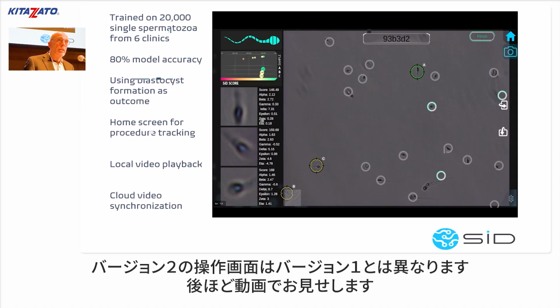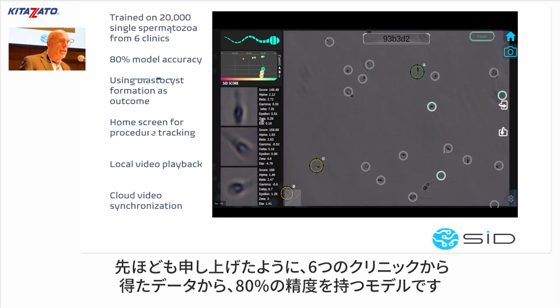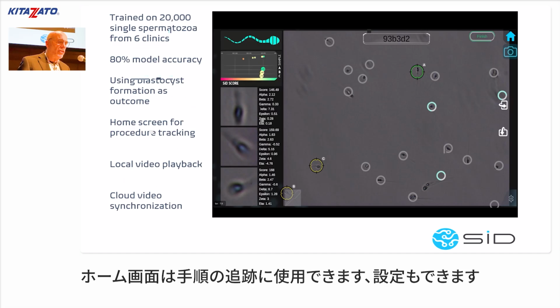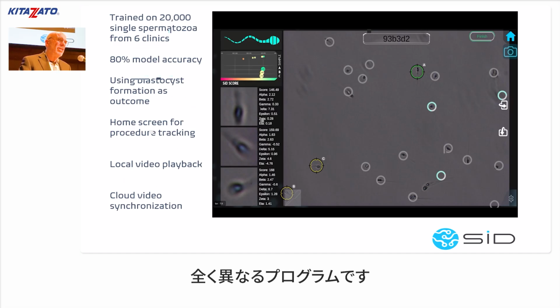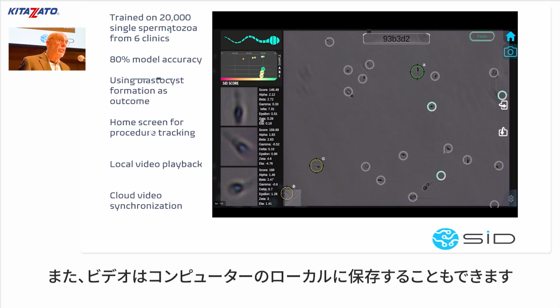So the interface of this second model is different, and I'll show you a videotape soon. It's trained on 20,000 single spermatozoa, as I said, from 6 clinics. It has an 80% accuracy model. It uses blastocyst formation as outcome. The home screen can be used for procedure tracking. You have preferences. It's a totally different program. And you get cloud video synchronization, but the videos can also be stored locally on your computer as well.